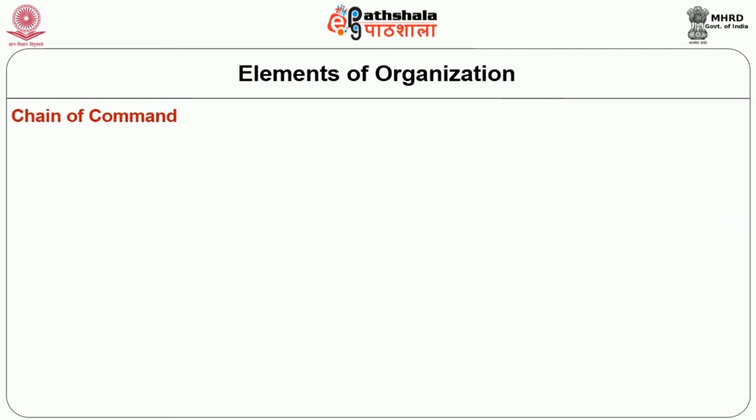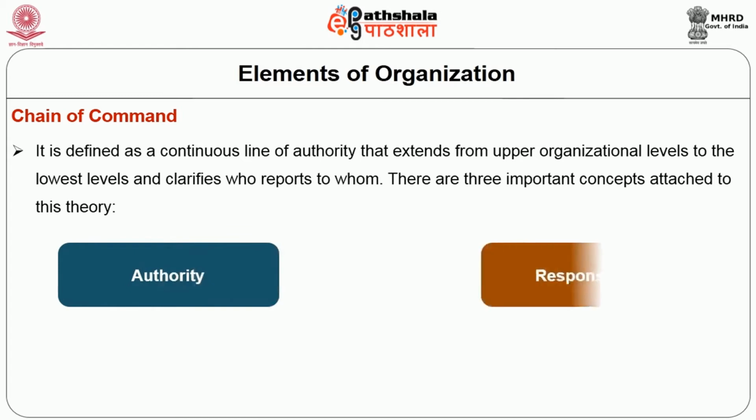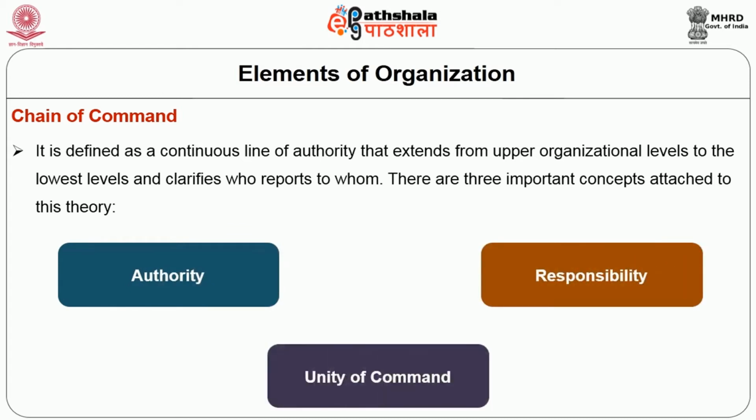Next one, chain of command. It is defined as a continuous line of authority that extends from upper organizational levels to the lowest levels and clarifies who reports to whom. There are 3 important concepts attached to the theory. First one, authority, responsibility, unity of command.